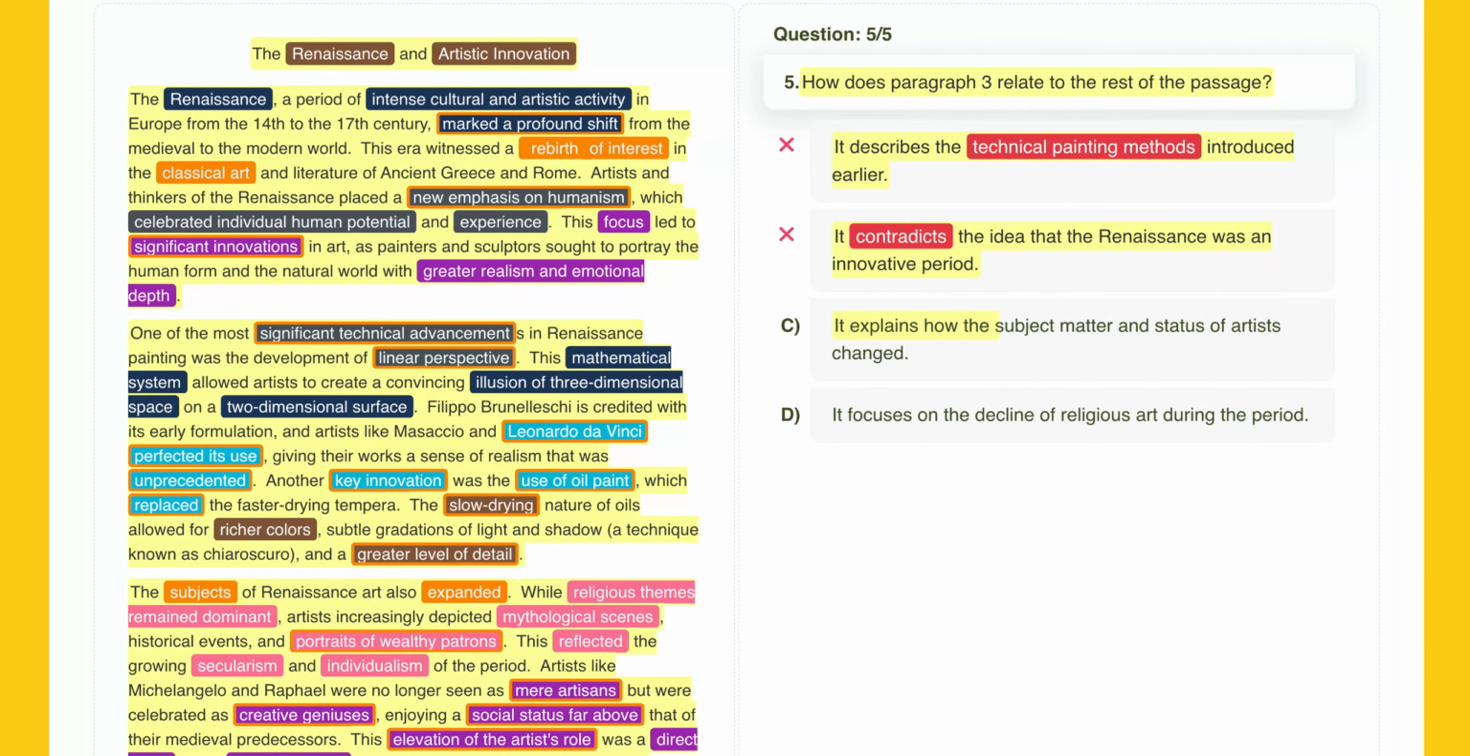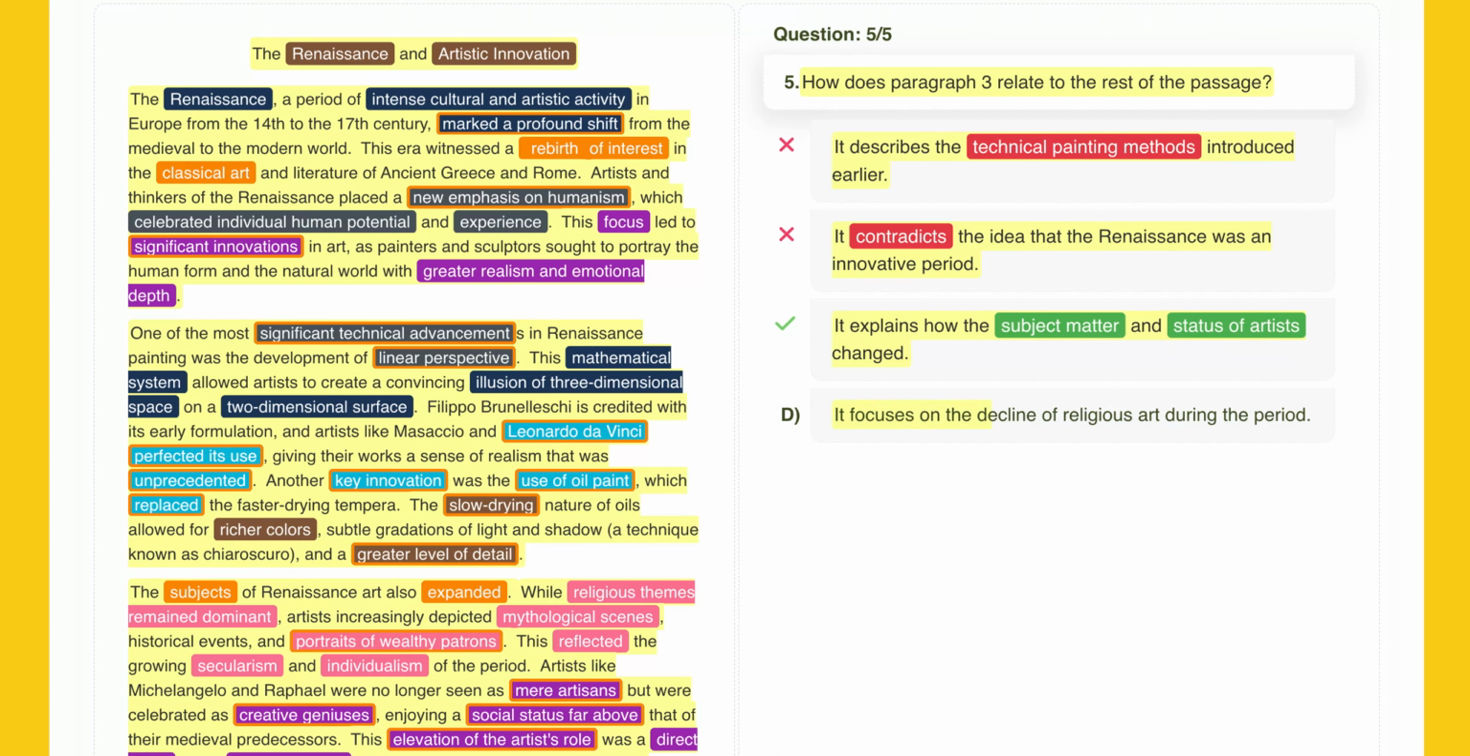It explains how the subject matter and status of artists changed. This is a perfect summary of the paragraph's role. It mentions subject matter, matching subjects, expanded. It also mentions status of artists, matching social status far above. It shows a different side of the Renaissance shift. Correct. Finally, let's check option D.